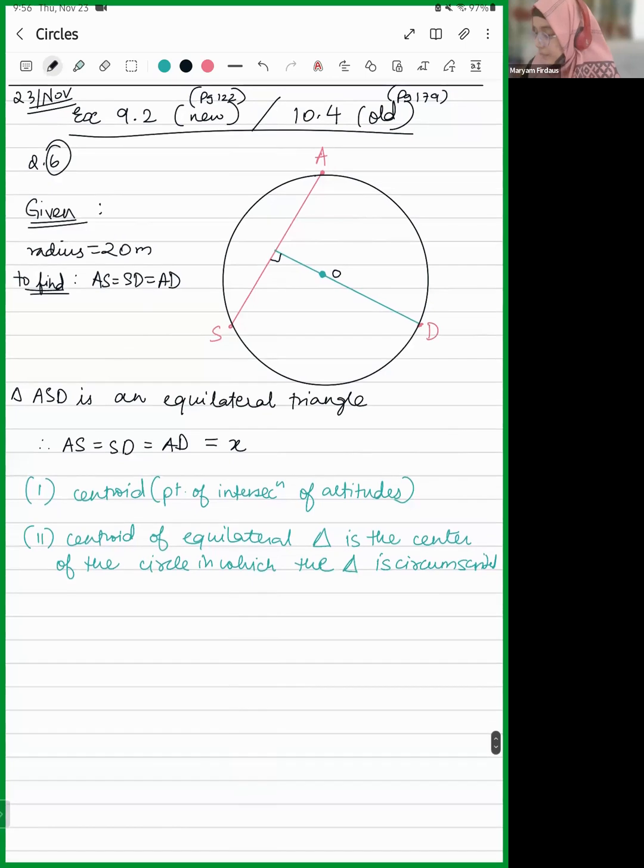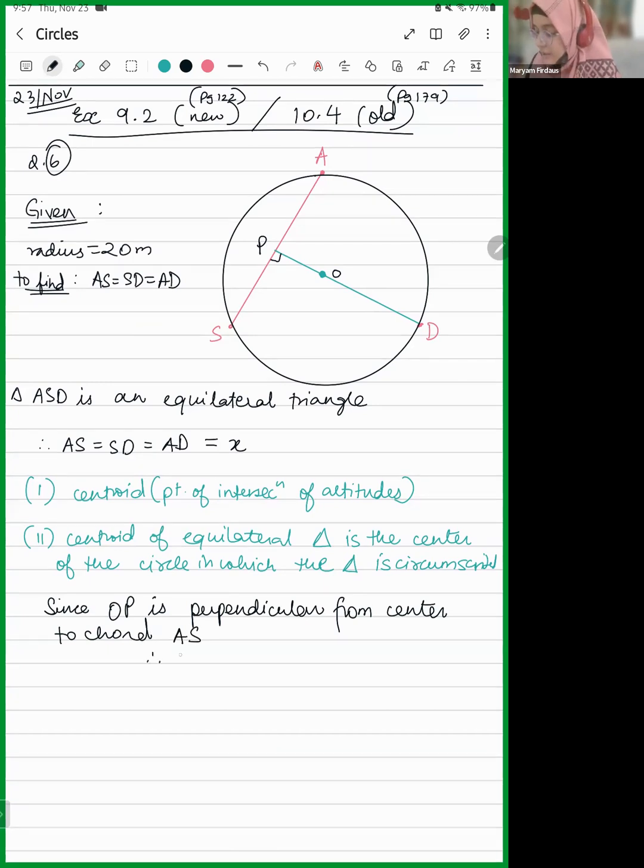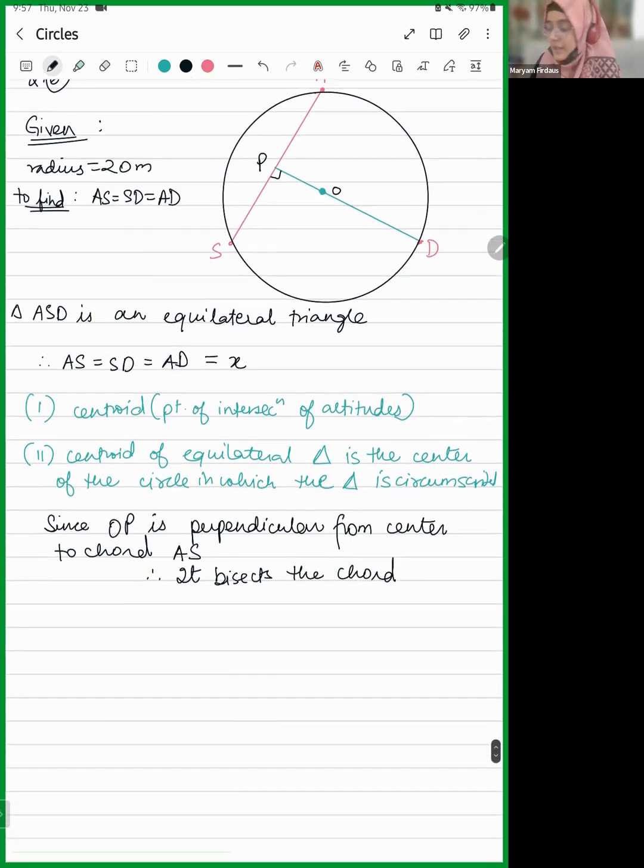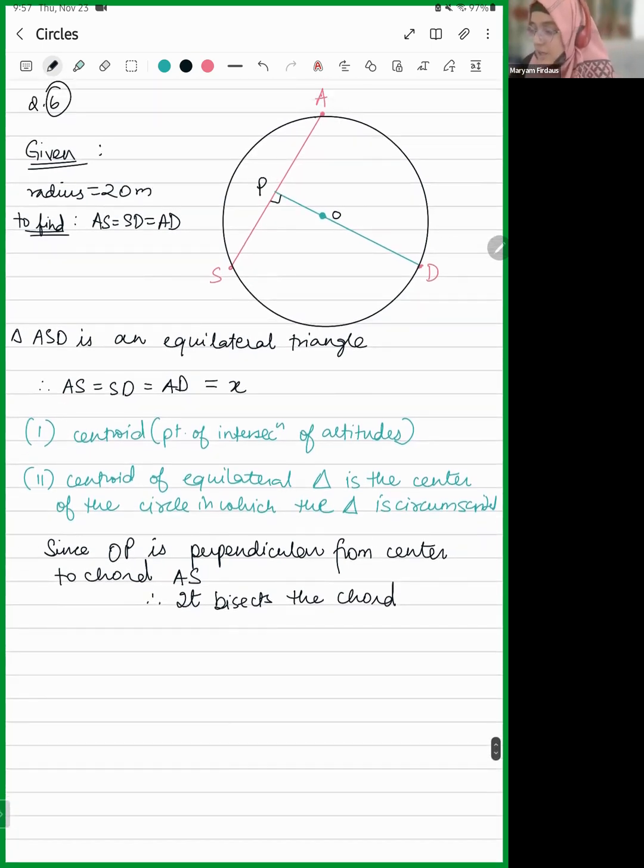So we had called this P. Since OP is perpendicular from center to chord AS, therefore it bisects the chord. And we know this from a theorem, which we have done many times. So that means SP is equal to AP, right? SP is equal to AP.